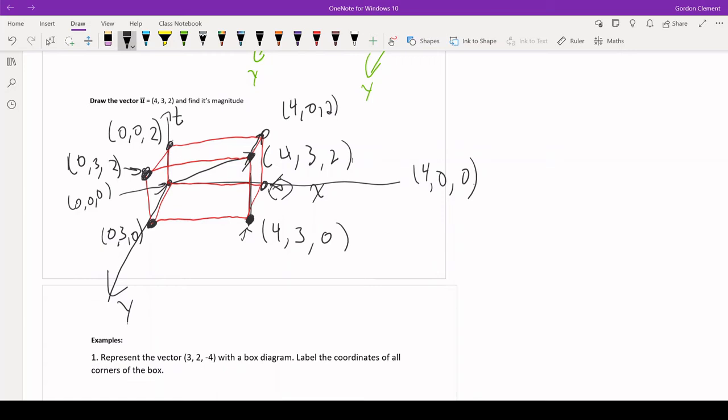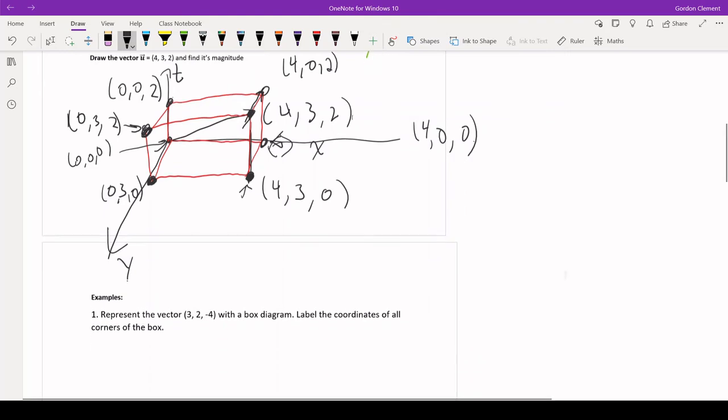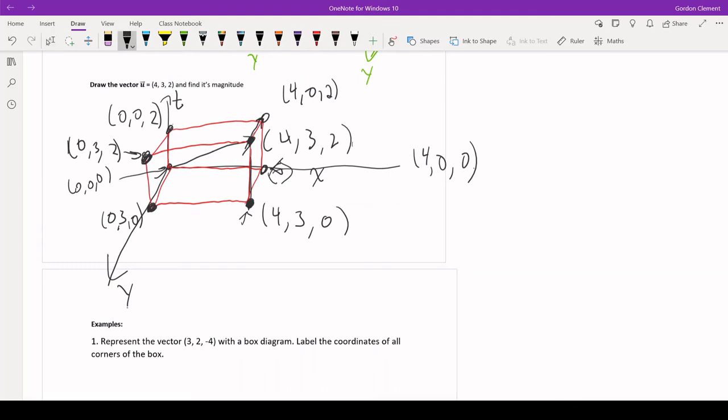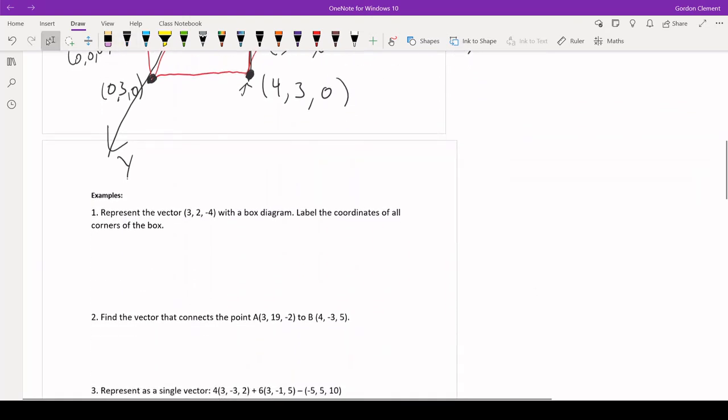So I'm going to get you to do the exact same thing in this next one. So represent the vector 3, 2, -4 with a box diagram like we just did. And remember the origin and the corner, the vector sort of corner of the box, are on opposite sides of the box. So this one has a z of -4. So actually the box will now be below the xy plane. So the origin is sort of going to be on the top of the box and the vector is going to be on the bottom of the box, to give you a hint there.